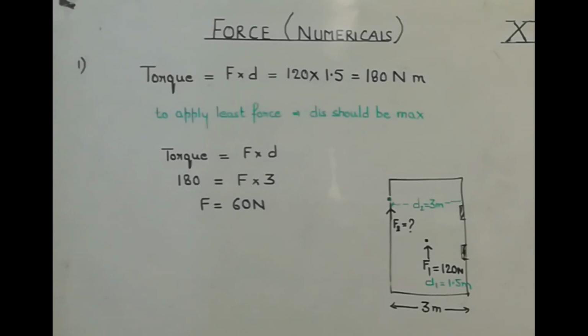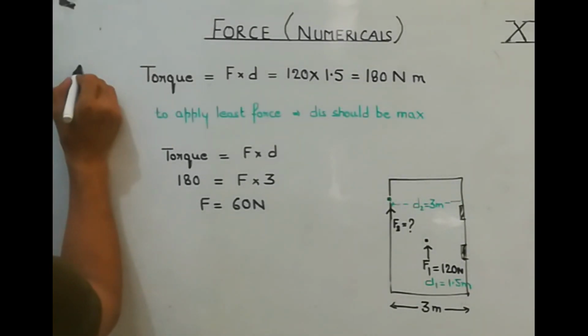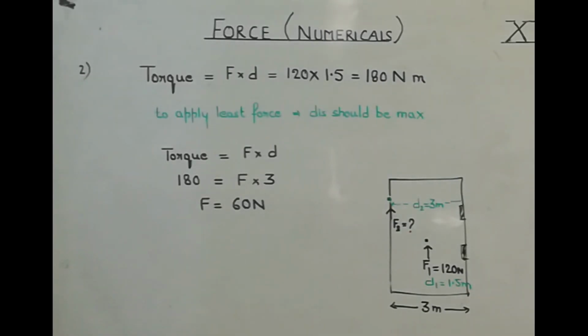So in both these numerical number 1 and numerical number 2, in both the numericals, torque in the second case remains the same. Why? Because in numerical number 1, the same nut was to be opened again, and in this numerical also the same door is to be opened. So in both the numericals, torque will remain the same in the second case.